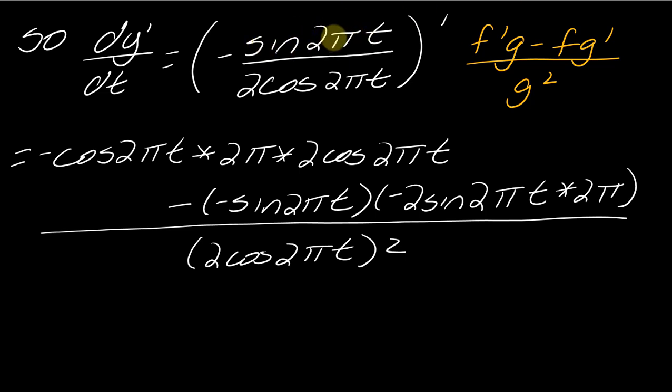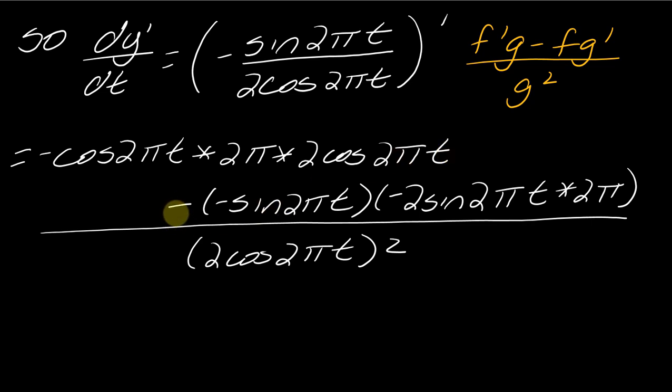So I take the derivative of the top function. The derivative of sine is cosine, and then the inside function is 2 pi t, so the derivative of the inside function is 2 pi. And then I multiply all of that times, not the derivative, just the bottom function, 2 cosine 2 pi t.